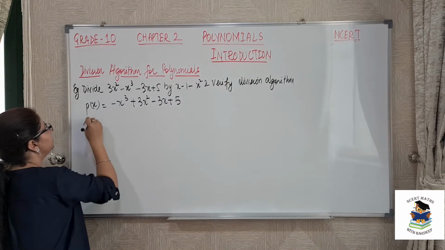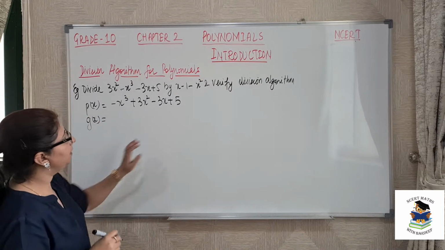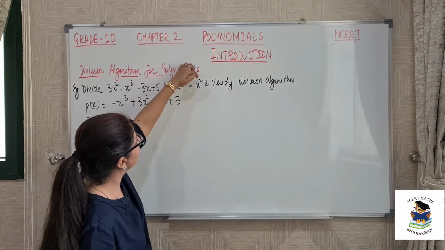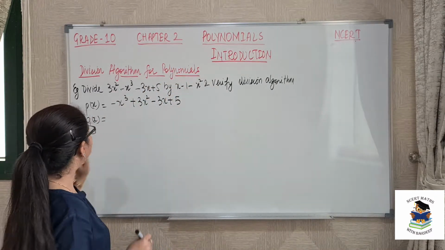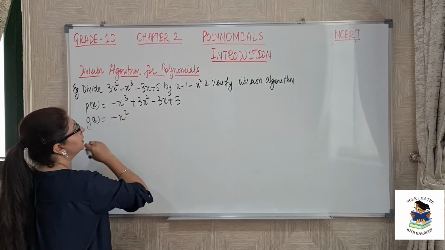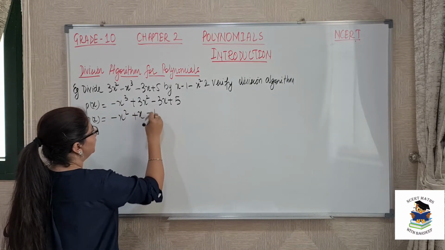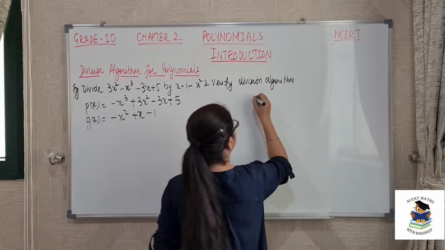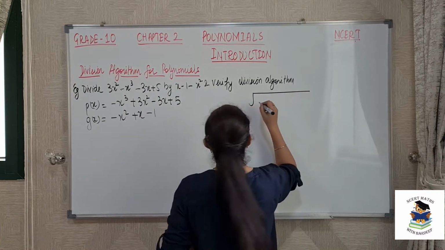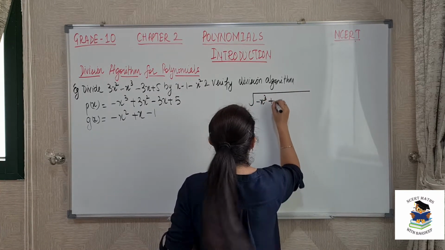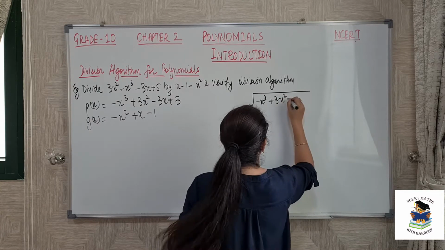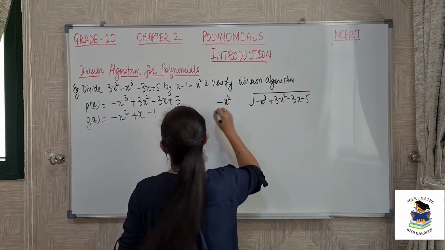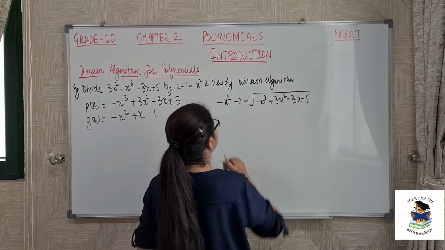And g(x), that is your divisor, again here this is not in decreasing order. This is 1, this is 0 and this is 2 power. So we will rearrange them. That is minus x square will come first, then x and then minus 1. Correct? So now we will divide this: minus x cube plus 3x square minus 3x plus 5 by minus x square plus x minus 1.